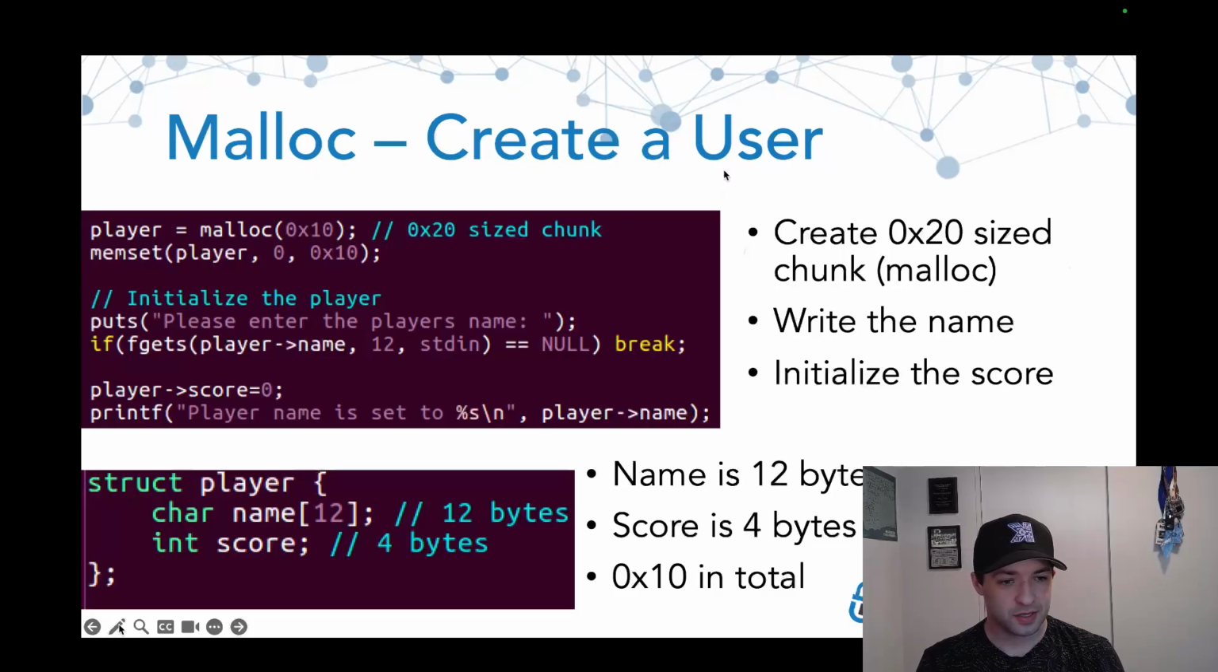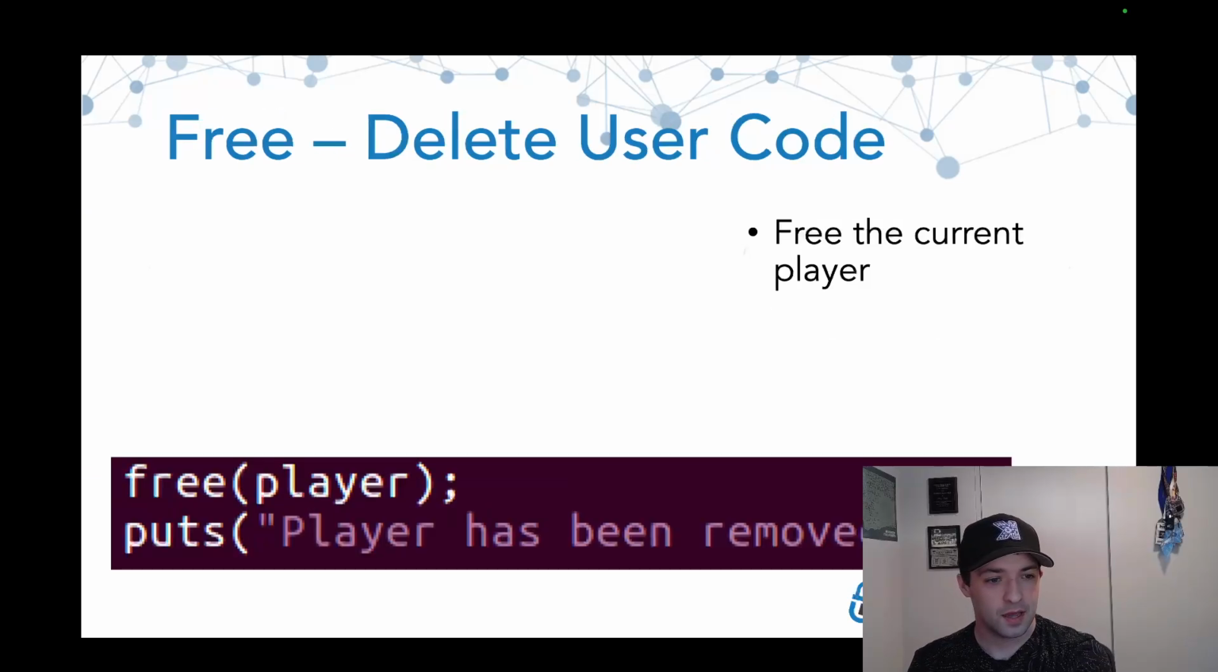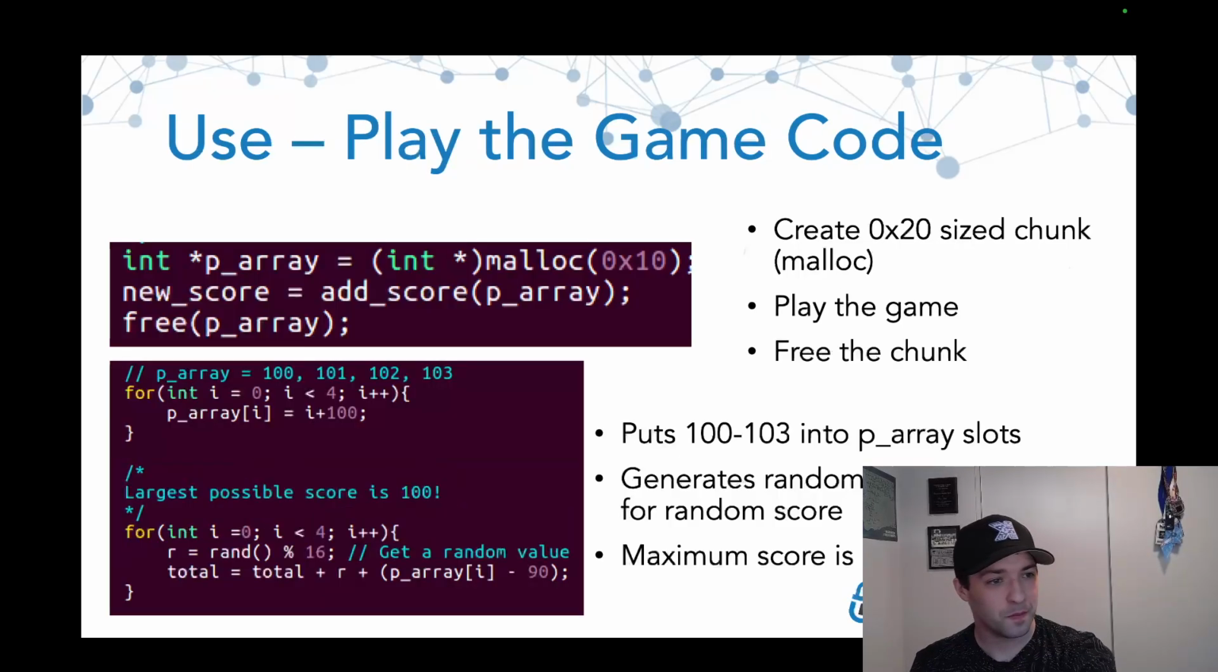The first option we can do is Malloc. This creates a chunk of size hex 20 and it stores a name and a score. That's it. The name is 12 bytes long and the score is 4 bytes for a total of 16. But of course, it has to allocate hex 20 because of sizing reasons. Then there's free. It frees the current player. That's it. It literally just calls free. That's all you have to do.